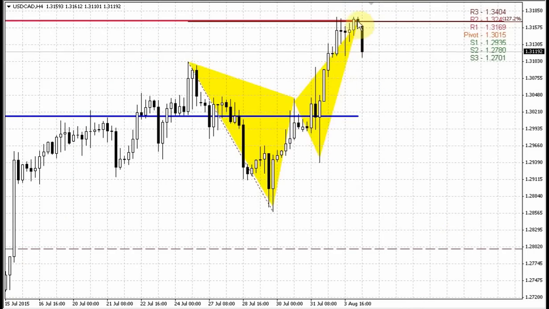Since the butterfly has been completed, we have strong resistance here. You could try to take a position based on this pattern, placing the stop above this. In this case, if a double repo is formed later, you will get a perfect entry point here. How could we do this?